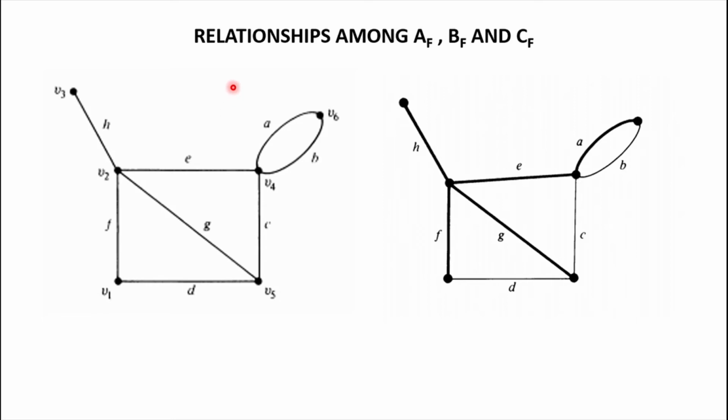In this video, I'm going to explain the relationships among AF, BF, and CF, where AF stands for the reduced incidence matrix, BF stands for the fundamental circuit matrix, and CF stands for the fundamental cut set matrix. So this is the graph. I have made the spanning tree for the same graph, and here the edges H, E, A, G, F are the branches of the spanning tree, and the edges B, C, D are the chords of the spanning tree.